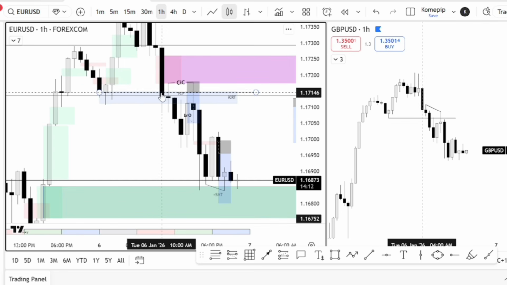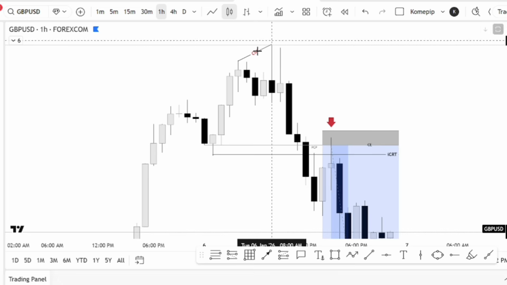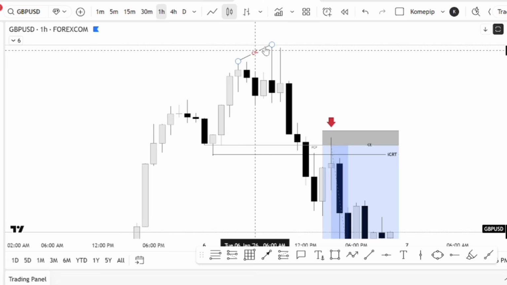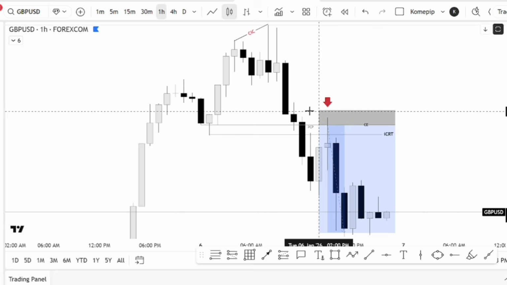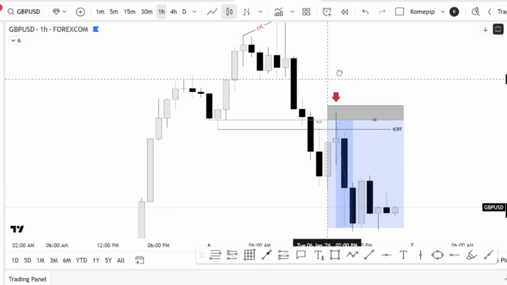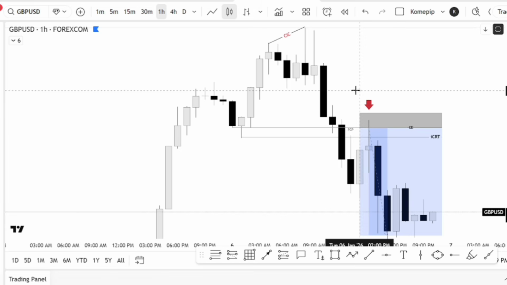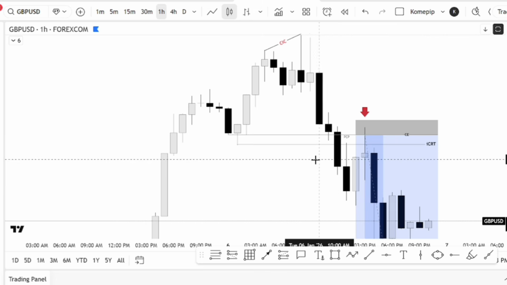So we have a break to the downside. First we had a crack in correlation. Now let's check this on GBP/USD. We had a crack in correlation, so this is a smart money divergence on Euro USD. So having said that, there was another one here on the lower time frame, so we had to consider that as well. So the next thing that we checked was a change in state of delivery, which already occurred here.